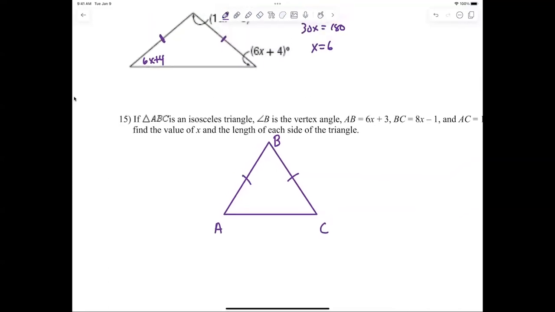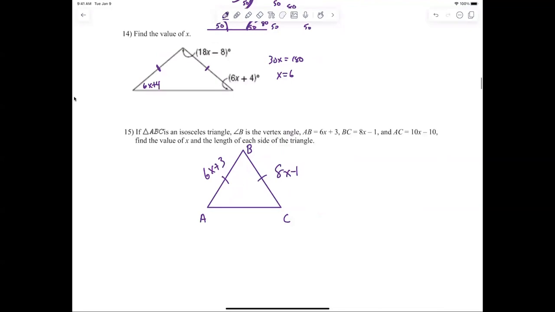So it says AB is 6x plus 3. BC is 8x minus 1. And AC is 10x minus 10. So they're just trying to make sure you understand how to label the figure. So now how do I solve this?